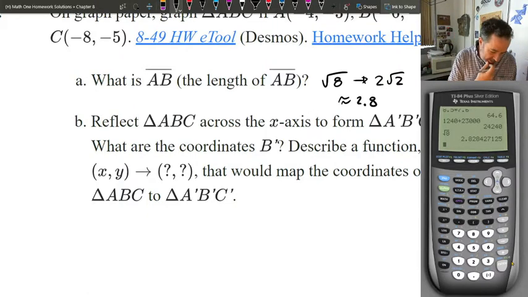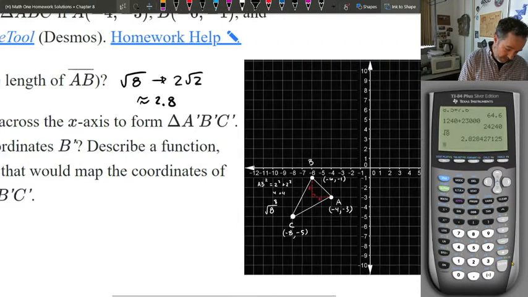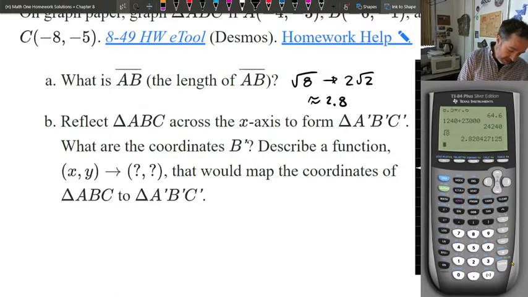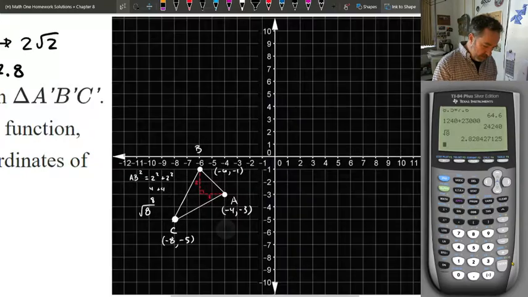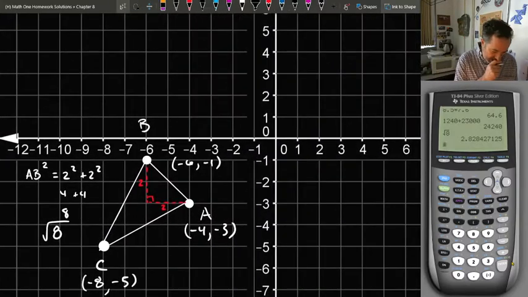We are asked to reflect this triangle across the x-axis. Okay, so we're going to reflect this across the x-axis. What are the coordinates of B prime? So I can see where the x-axis is. I'm going to reflect across it.